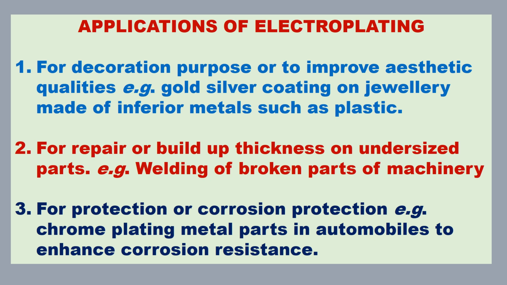What are the applications of electroplating? Electroplating is mainly used for decoration, to improve aesthetic qualities: gold and silver plating, coating on jewelry made of inferior metals. They even coat plastics also. It is used for repair or to build up thickness on undersized parts, or welding of broken parts of machinery. For corrosion protection, for example chrome plating metal parts in automobiles to enhance corrosion resistance. These are the important applications of electroplating.